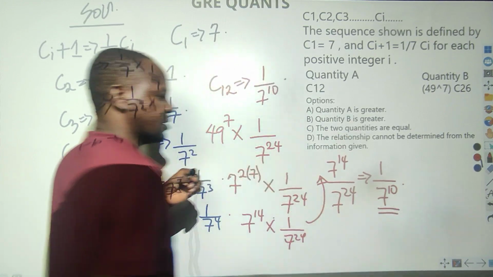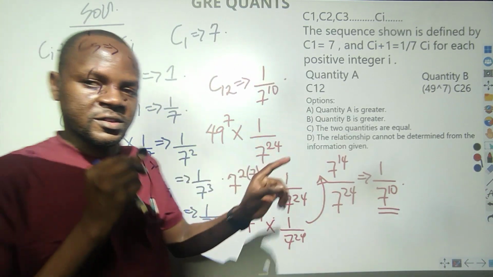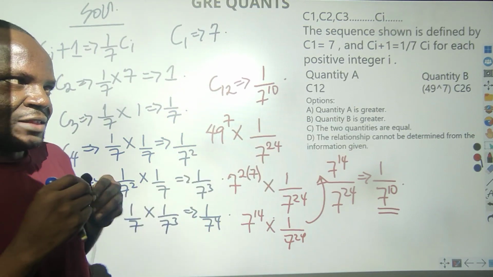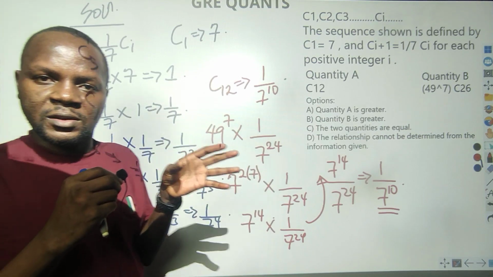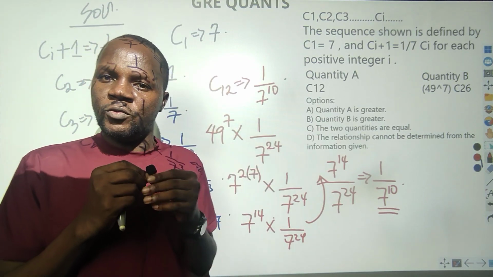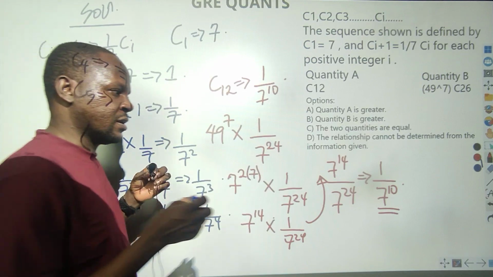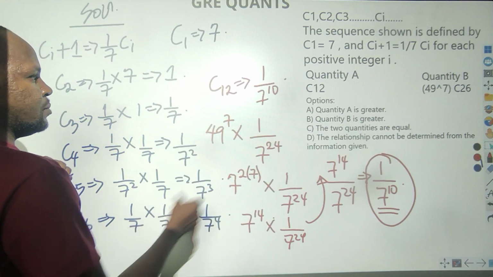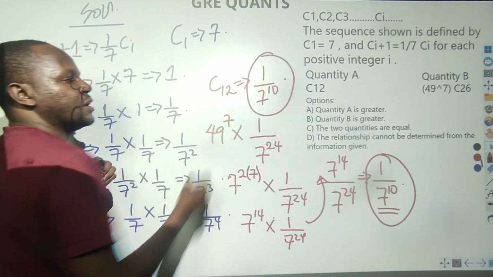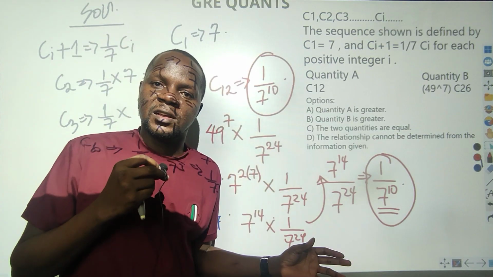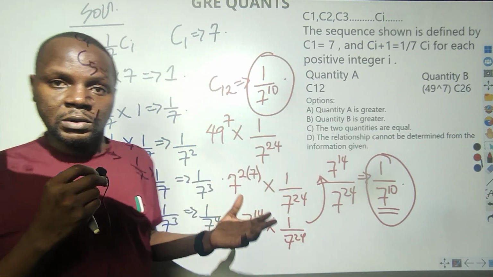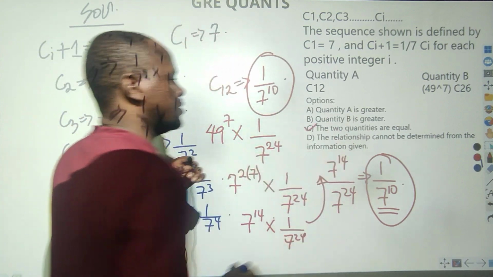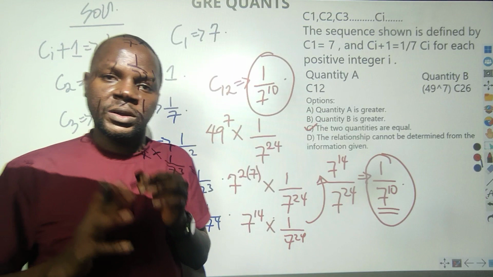I hope you can see that, because if you say 7 raised to power 14 minus 24, that's 7 raised to power negative 10. And you remember from your indices rule, 7 raised to power negative 10 is the same as 1 over 7 raised to power 10. And if you watch carefully, quantity B is exactly the same thing as quantity A. And that is why I said these are literally simple questions if you can recognize the pattern. So the answer to this is that the two quantities are equal. So I hope you get this.